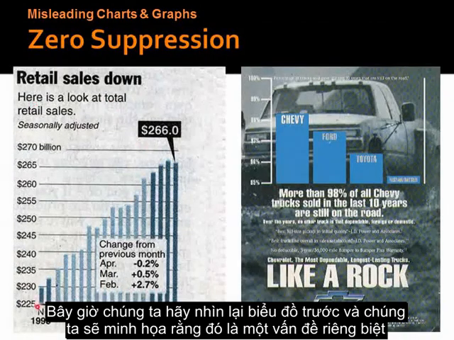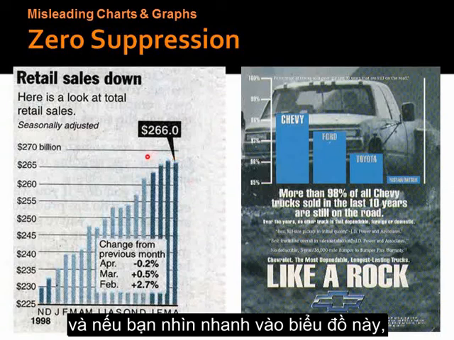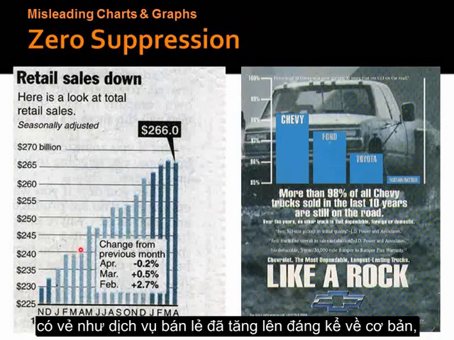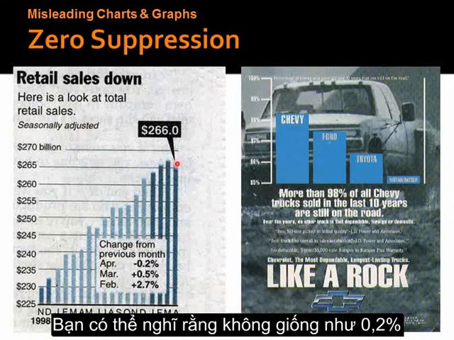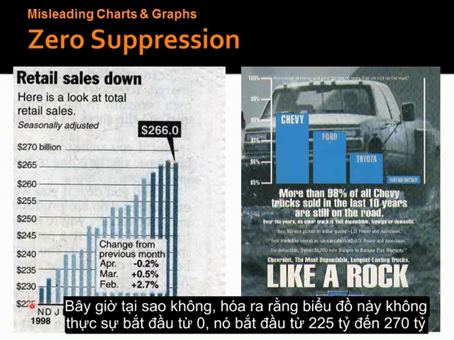Now let's look back at the previous graph, and we're going to illustrate a separate problem. If you quickly look at this graph, it looks like retail sales have been going up dramatically, basically building from nothing all the way to total. But if I told you that the difference here was actually 0.2% as well, you'd probably think that doesn't look like 0.2%. Now, why not? Turns out that this graph doesn't actually start from 0. It starts from 225 billion all the way to 270 billion.